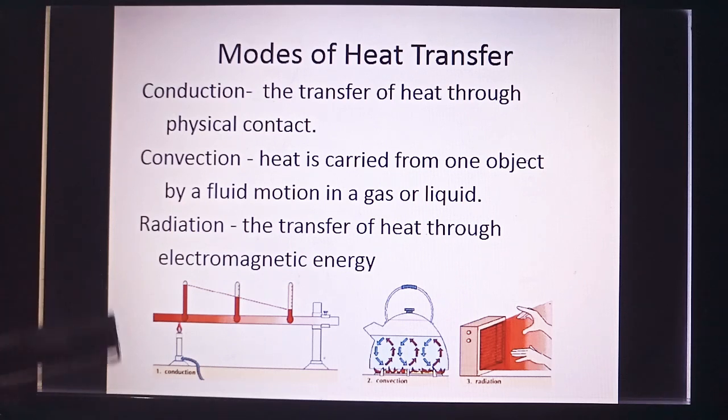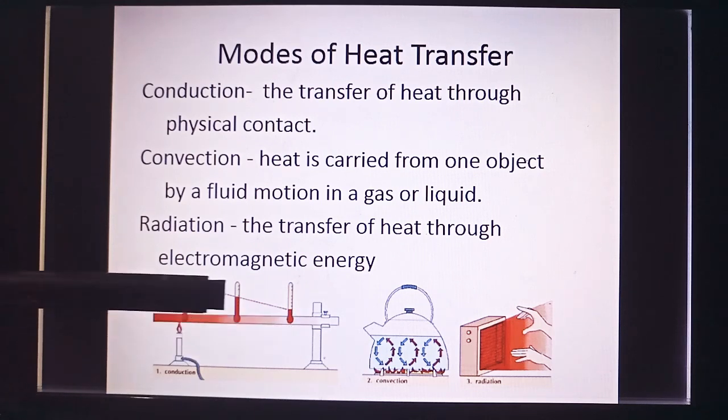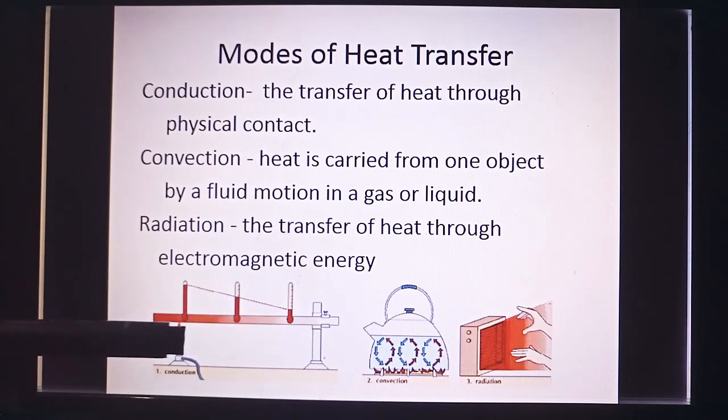So try to look at this one. This is an example of conduction. When we heat an object here, of course, this heat will transfer from this part to this part and so on. So there is the transfer of heat through physical contact. Heat is in contact with your, let's say, material.